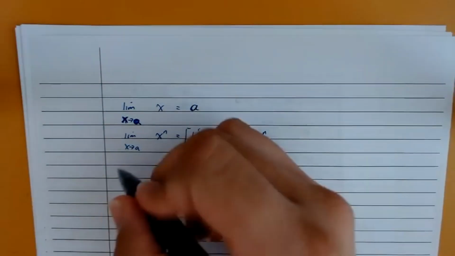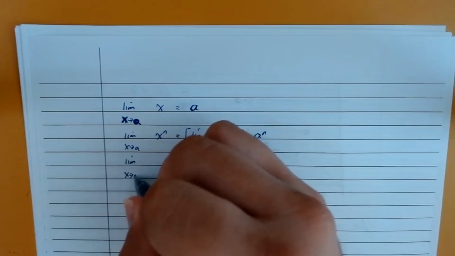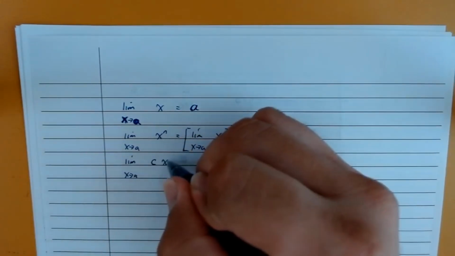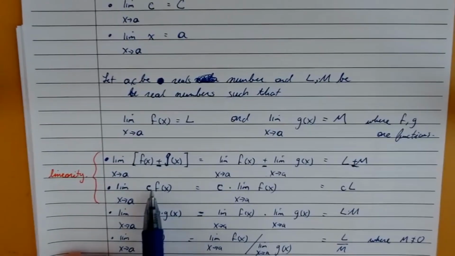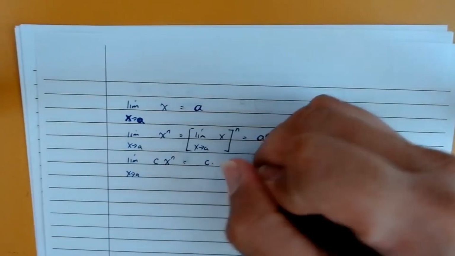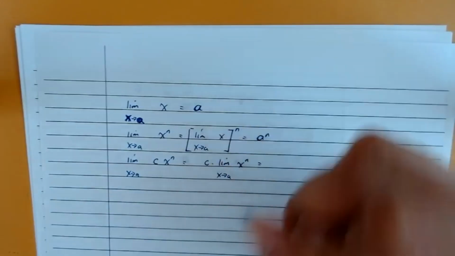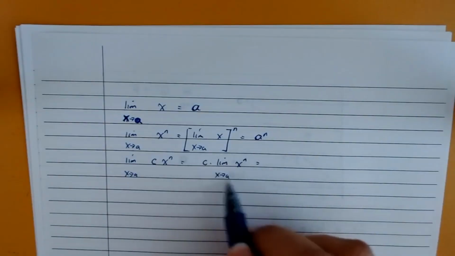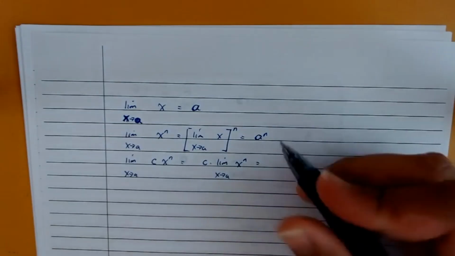Okay, but what happens if I multiply that by a number? For example, let's say I take the limit as x approaches a of c times x to the n. Well, we have a property that says that if you're going to multiply whatever function by c, that's the same as taking the limit of the function and then multiplying by c at the end. So that's going to be c times the limit as x approaches a of x to the n, which is what? Well, we know that's a to the n because we saw that one in this line. So that's going to be c times a to the n.